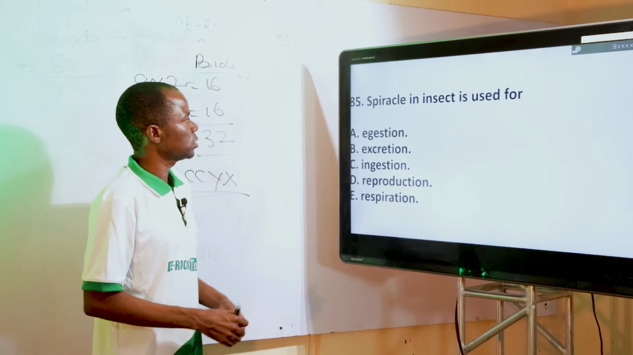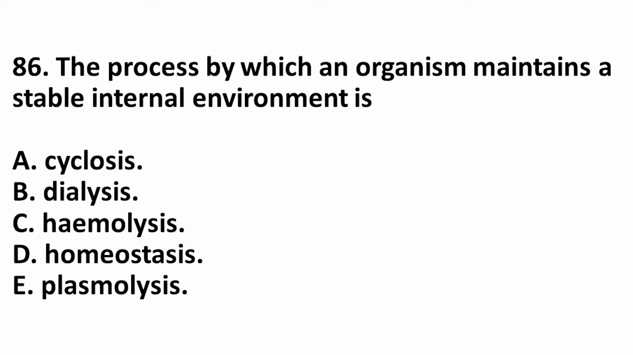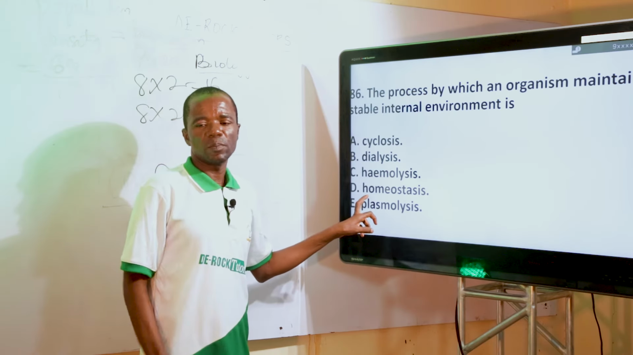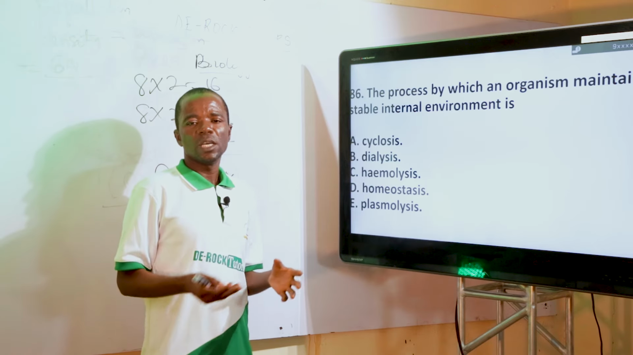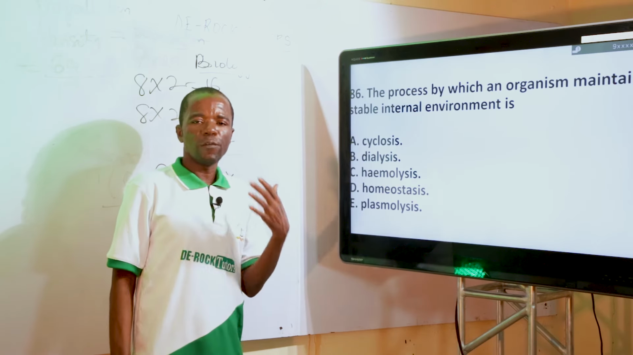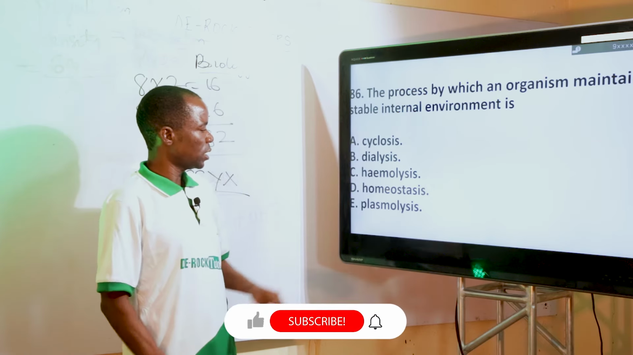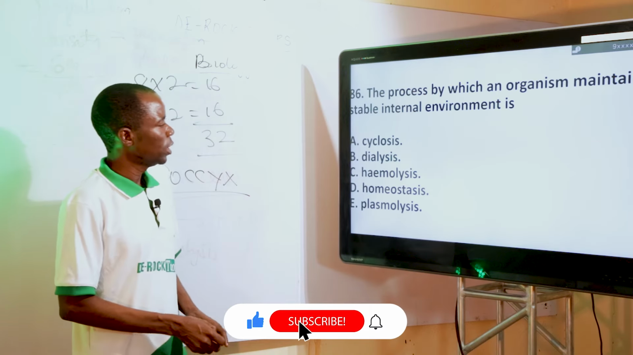Let's go to number 86. The process by which an organism maintains a stable or constant internal environment is called homeostasis. By definition, homeostasis is the maintenance of a fairly constant internal environment in an organism. So the correct answer is definitely option D.